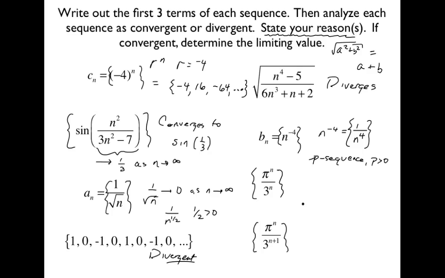Okay, how about this one? Pi to the n over 3 to the n. Where's Garrett? Is Garrett here? Is there still a Garrett in the class? Zachary. This is an old list.